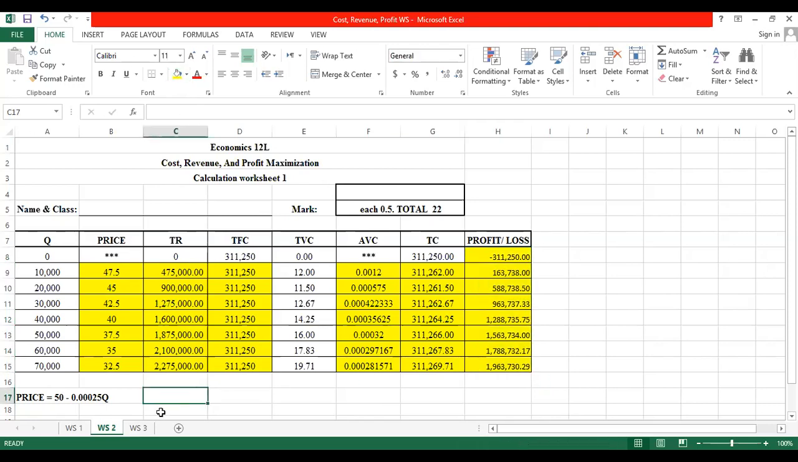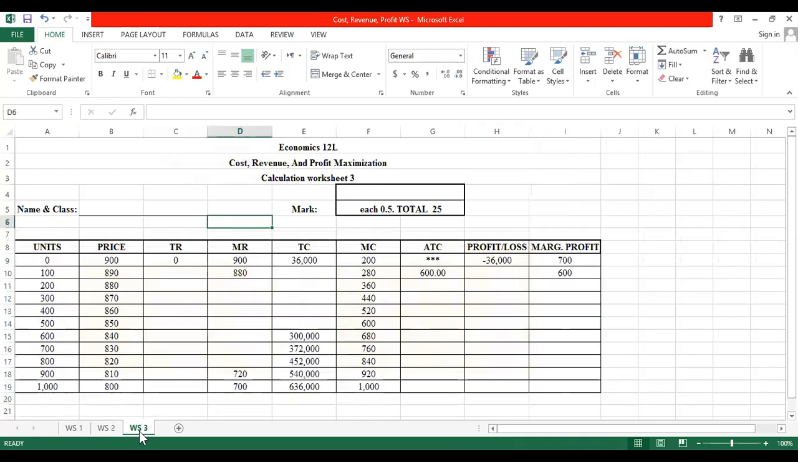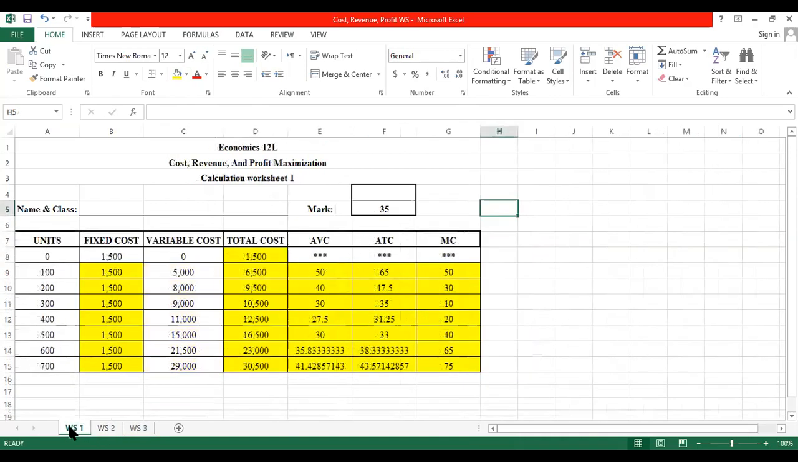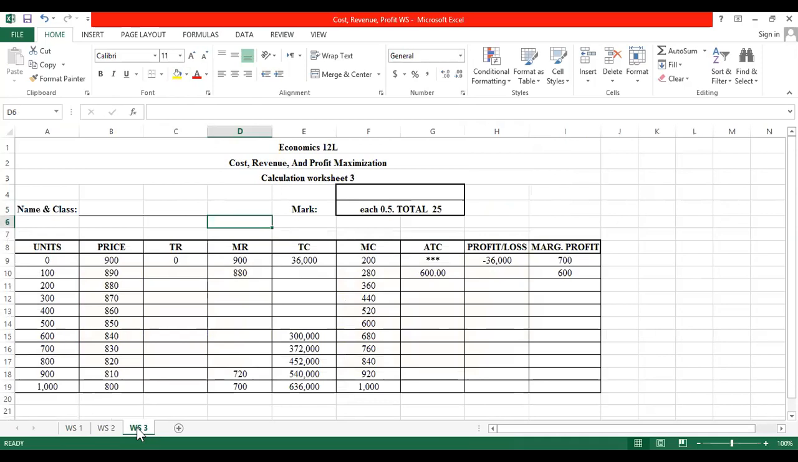Excellent. Now, calculation number 3. Your worksheet number 3, which we had on our screen. And here you are doing absolutely the same. Everything that was done in worksheet number 1 and worksheet number 2, you are doing the same for worksheet number 3. And let me please come back to our economic book.